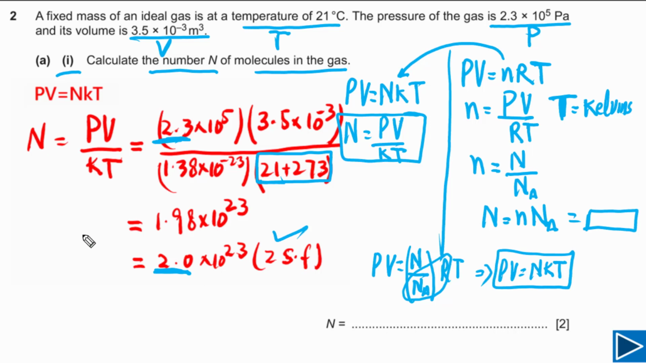This question has 2 marks. If you follow this method, the first mark will be for this step, if you have written n is equal to PV over RT, and the second mark is if you have done this step and got the right answer, so you will get the answer mark. So this has 2 marks. But if you have used this formula, this will give you 1 mark. And the final mark is the answer mark. You will get the answer mark if you got the right answer.